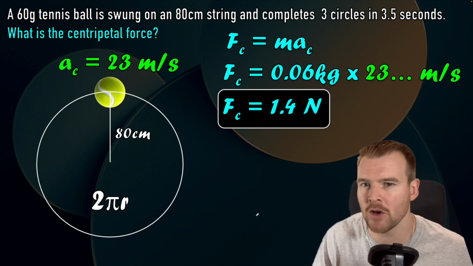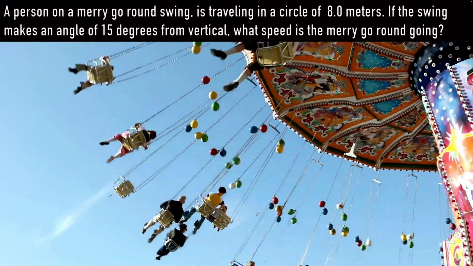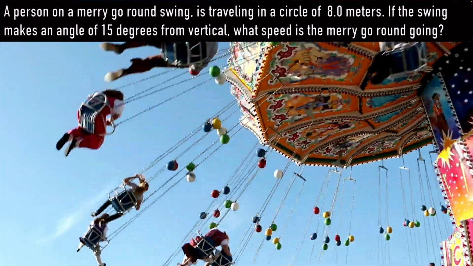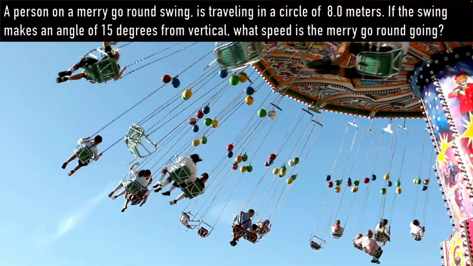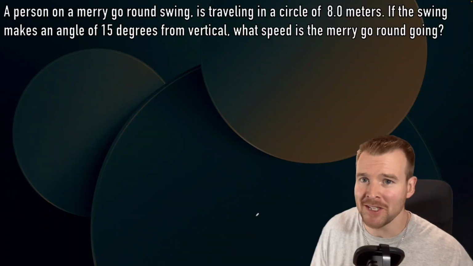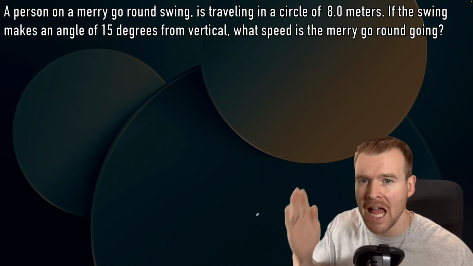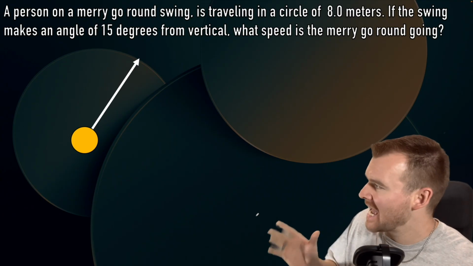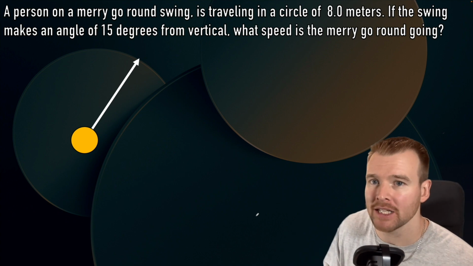I'm going to finish this video with a harder question. This question says, a person on a merry-go-round swing is traveling in a circle of 8.0 meters, that's the radius. If the swing makes an angle of 15 degrees from vertical, what speed is the merry-go-round going? This scenario is a little bit difficult. We're not just swinging around horizontally like the tennis ball, but it's hanging at an angle. So let's show that here with the mass hanging at an angle, and that's the direction that the swing is going to be pulling the person in.